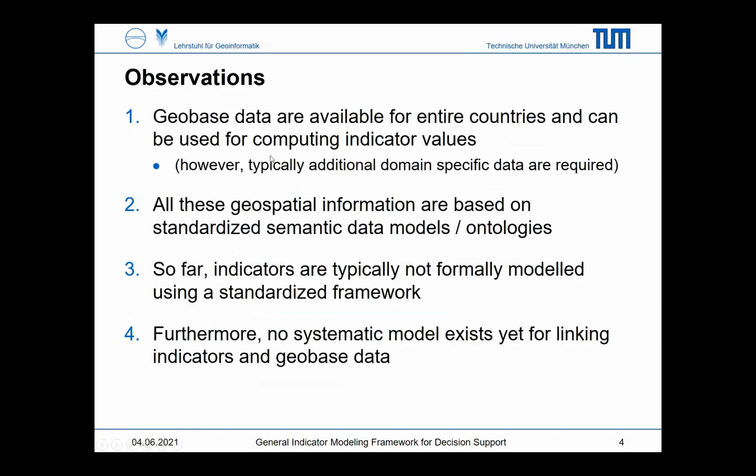An observation is that geo-based data are typically available for entire countries, or at least for entire cities, and they can be used to compute these indicator values. Often, however, you need additional domain-specific data. For example, if you want to determine the energy demand of a building, you need at least some information about the construction type of the building, and often the age or age class of the building is a good indicator to derive, for example, insulation values for materials. This kind of information may not be included in all city models worldwide, so you may need some additional information.